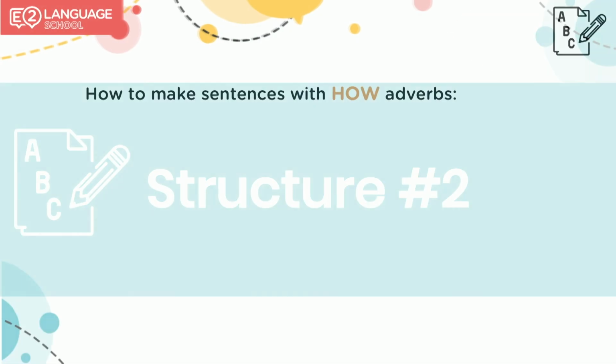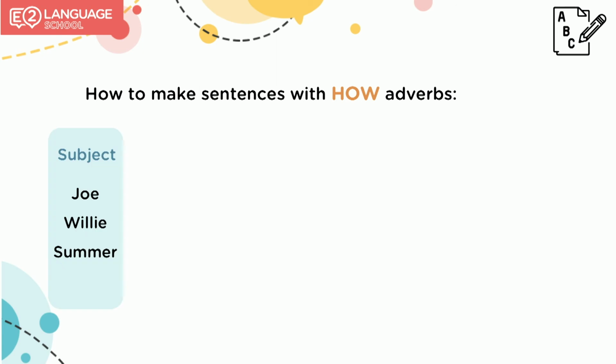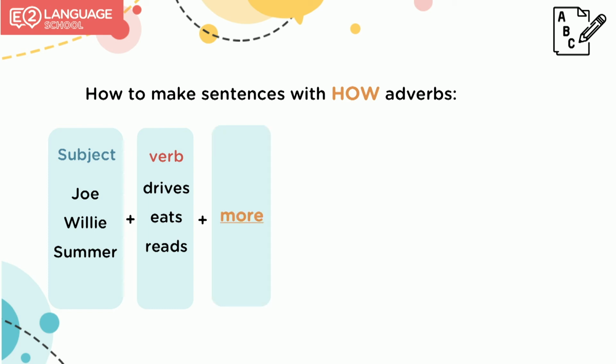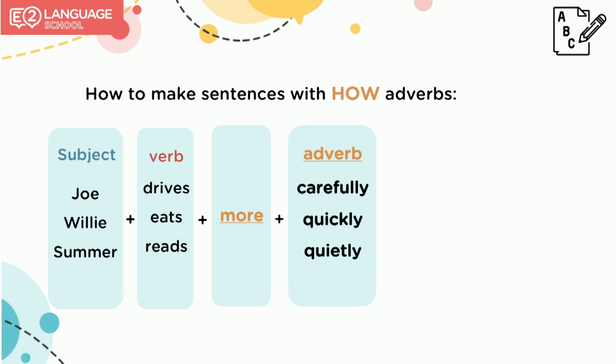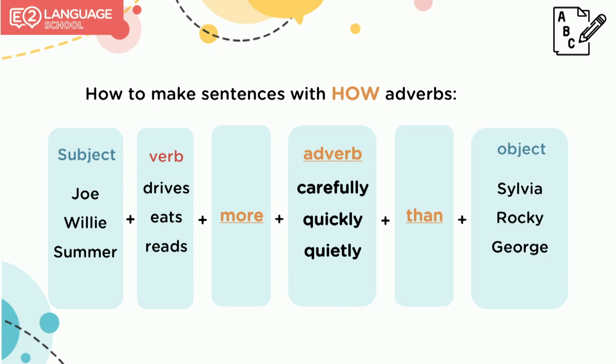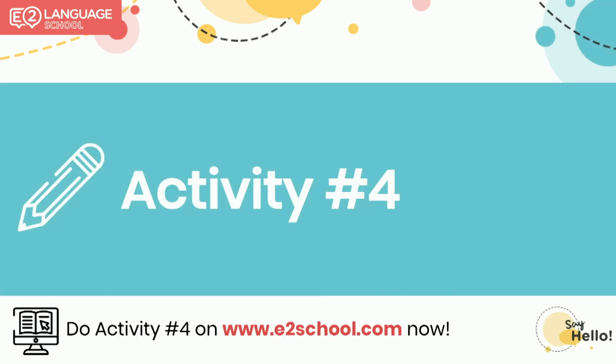Cool, let's look at structure number 2. So, Joe, Willie, Summer, the subject, drives, eats, reads, the verb, more, carefully, quickly, quietly, there's the adverb, than the object, Sylvia, Rocky, or George. So Joe drives more carefully than Sylvia, Willie eats more quickly than Rocky, and Summer reads more quietly than George. That's how we make a sentence here. We put this adverb phrase, the more adverb than, in between the verb and the object. Let's do activity number 4 on e2school.com.